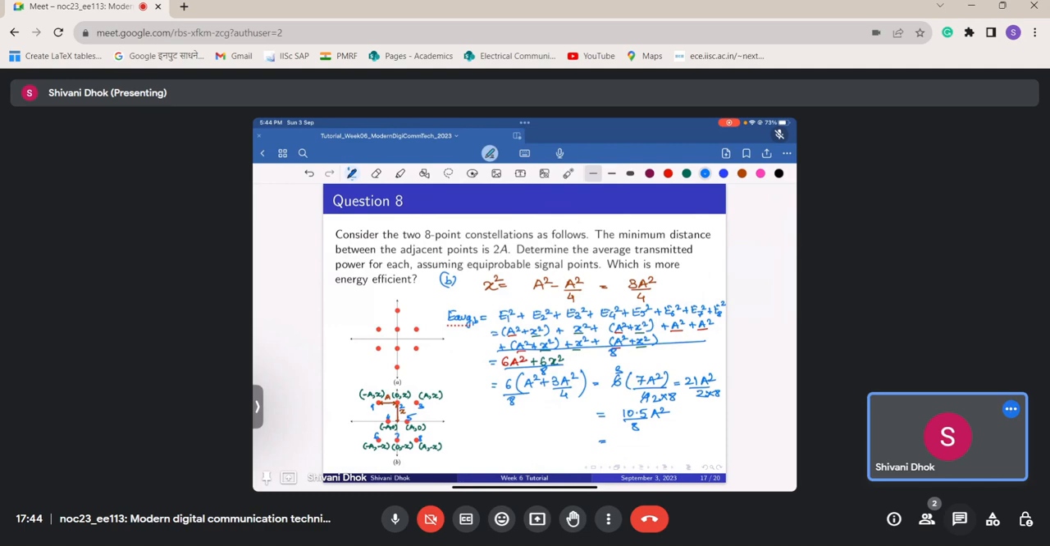Just a second. And this comes out to be 1.3125 a square, and this is less than e average a, and hence this constellation is more power efficient. I hope this is clear. Any questions?